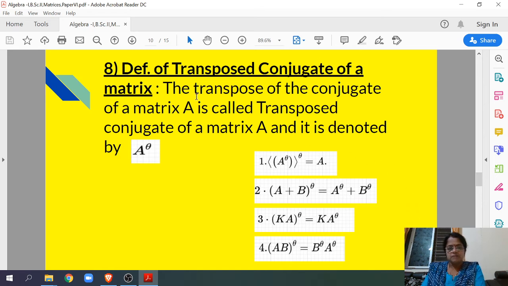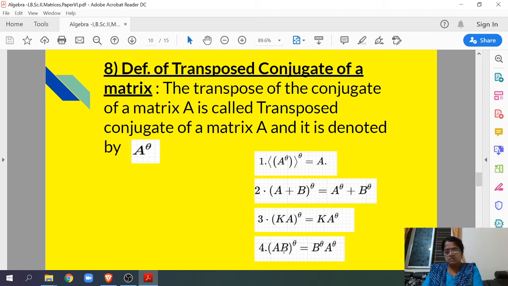Now we will see the definition of transposed conjugate of a matrix. The transpose of the conjugate of a matrix A is called transposed conjugate of a matrix A, and it is denoted by A raised to theta. Means if A is the given matrix, then first we will take the conjugate of every element of the matrix, and then we will replace rows into columns, and then we will get A raised to theta.